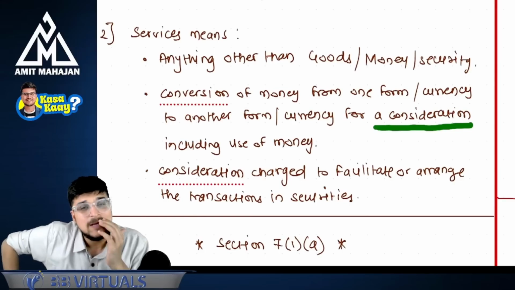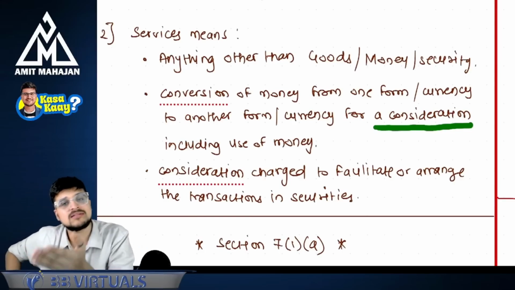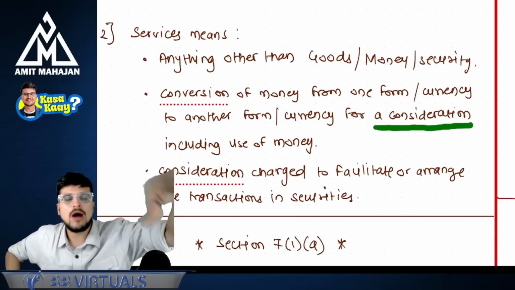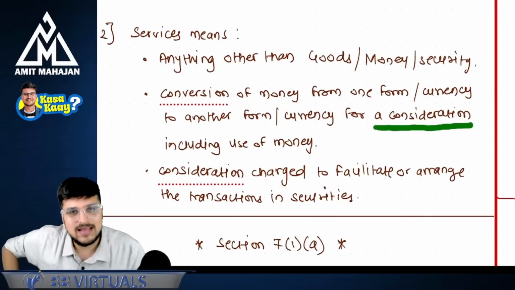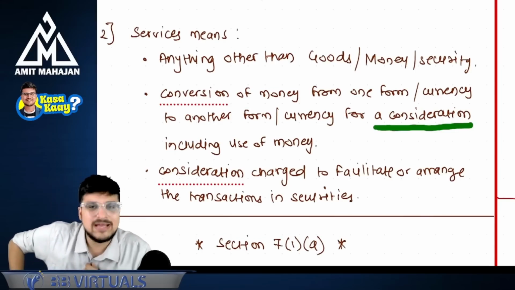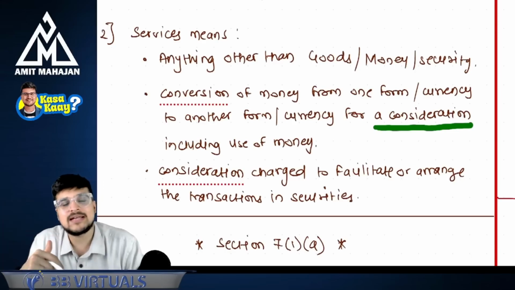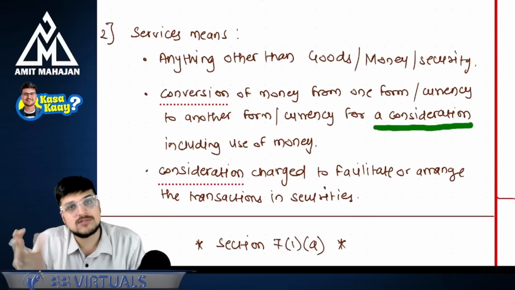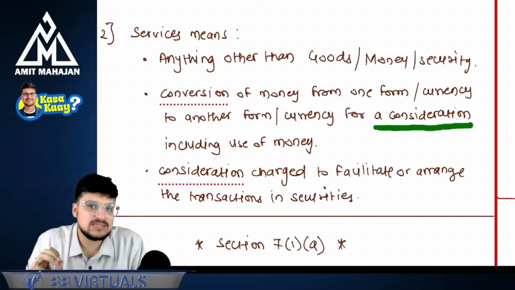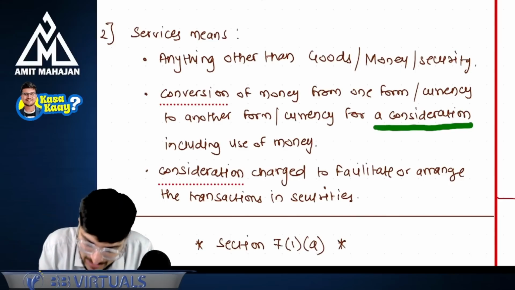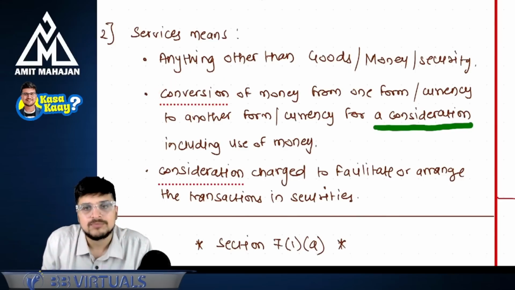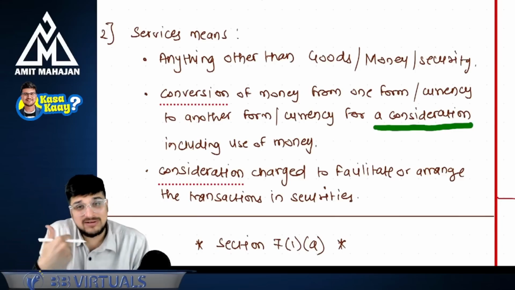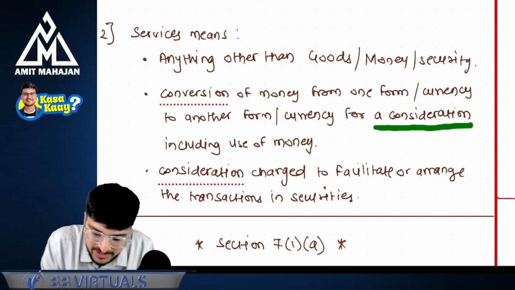So what is the meaning of this? Conversion of money from one form or currency to another form or currency. In simple words, for example, you have 100 rupees. You came to me, I'm the money changer, money exchange, and said you want dollars for this 100 rupees. So I gave you dollars worth 100 rupees. Can I say I did conversion of money for you? So for this, I charged some consideration from you. So whatever supply I'm giving, it will be considered as service.